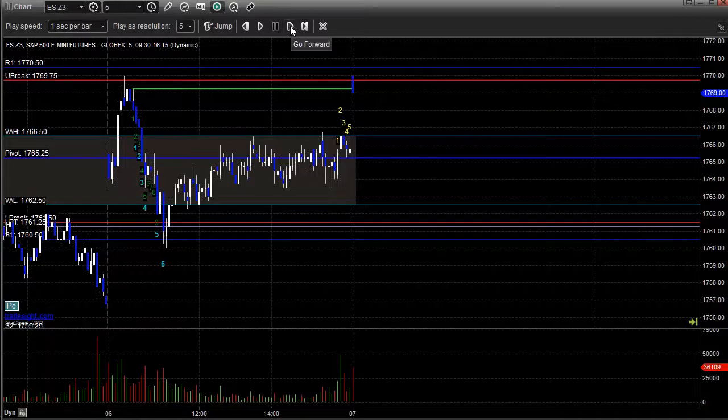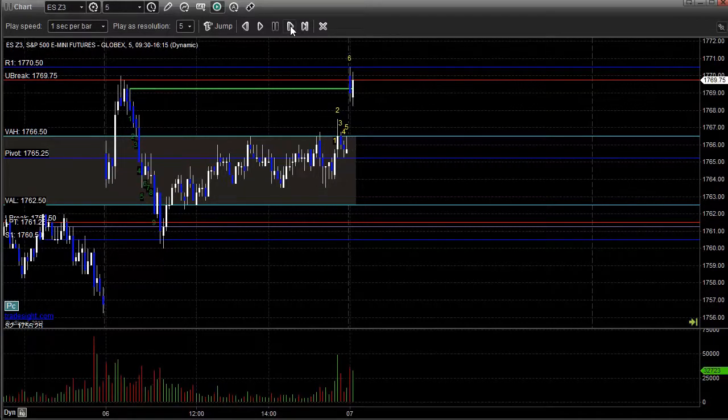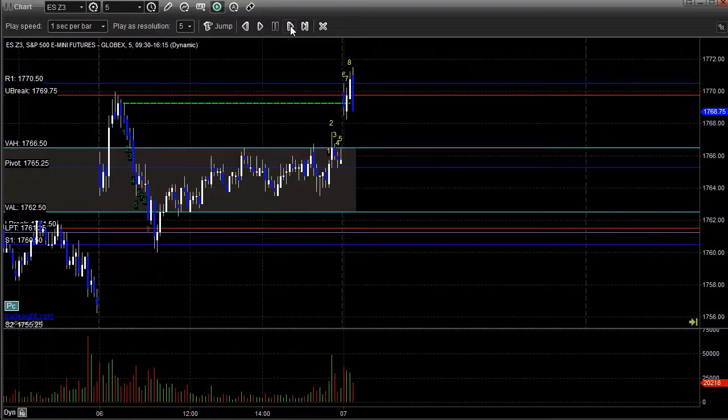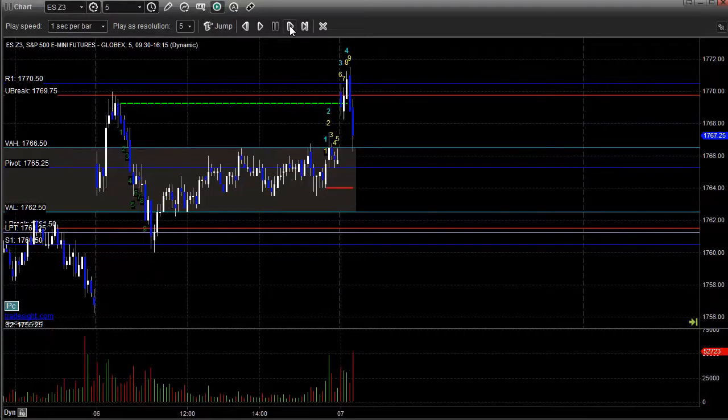Let's just see how the first hour of the day played out. About 10-15 minutes in, the market breaks to new highs over R1, is unable to hold it, and gets rejected right after that. Then we get a push down. Now, remember, gaps fill 80% of the time the same day. So it's not uncommon to get the gap fill here.